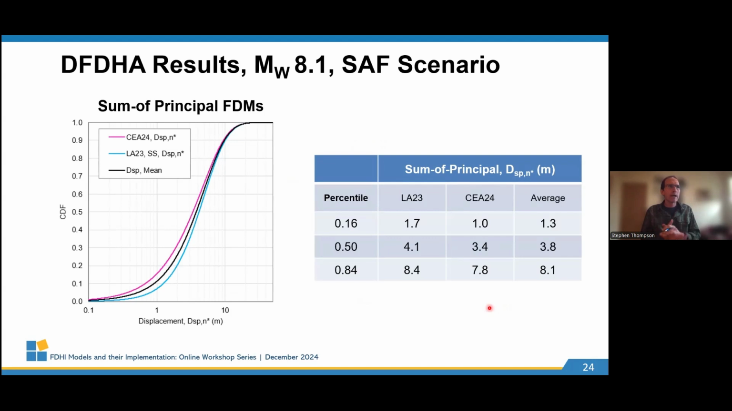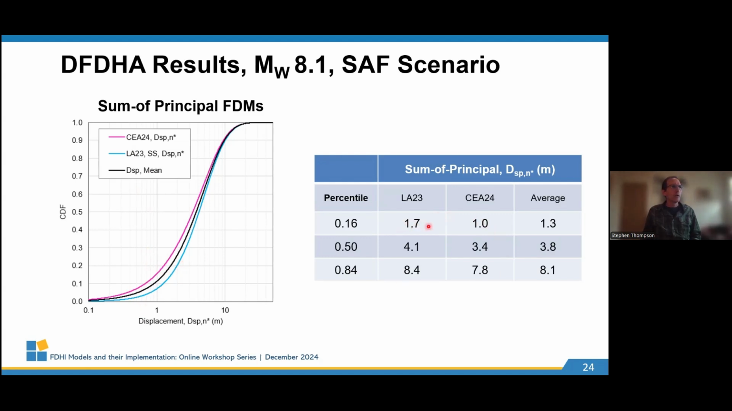So here are the results for the DFDHA. Again, this is for a magnitude 8.1. Unlike the plots that Alex shared earlier, which were for a single X over L value, these are averaging over different X over L values. The cumulative distribution function is shown against displacement right here. And for the sum of principal models, we have the Cho et al. against the Lavrentiadis and Abrahamson model.